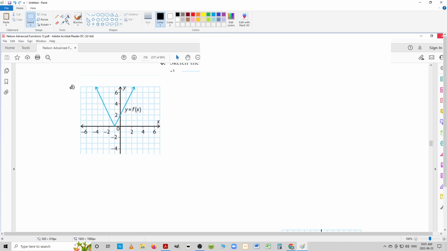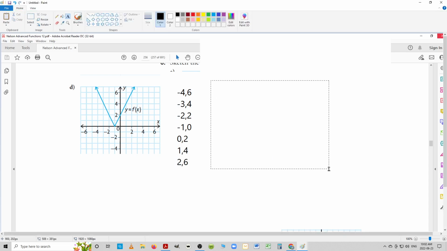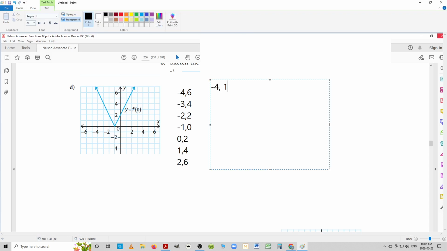If you just plot some points, you can see that it goes roughly minus 4 comma 6, minus 3 comma 4, minus 2 comma 2, and minus 1 comma 0, and then it goes 0 comma 2, 1 comma 4, 2 comma 6. And if you find the reciprocal of that, the reciprocals become minus 4 comma 1 over 6, minus 3 comma 1 over 4.